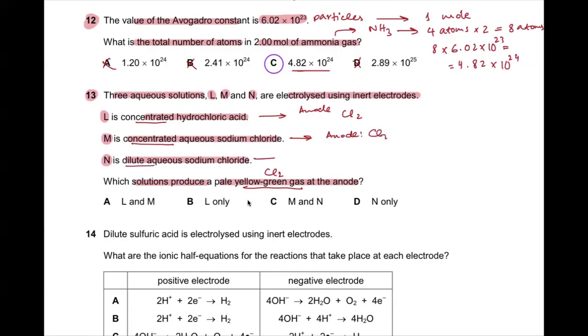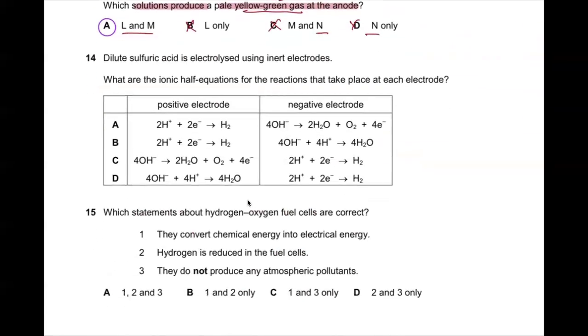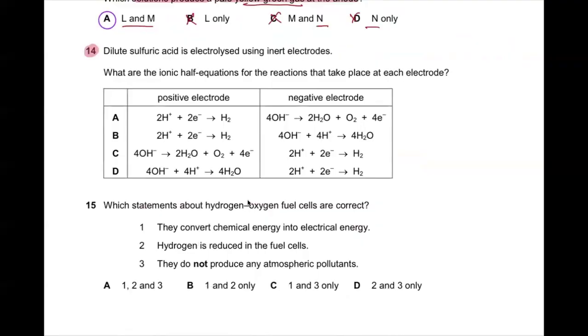N is a dilute one. So at the anode, hydroxide ion oxidizes, forming oxygen. So these two, not N. So if N is not there, C and D go wrong. It's L and M. B goes wrong as well because B says just L, and L and M both are producing chlorine. So A is the correct answer. Is this clear? Yes. Okay.